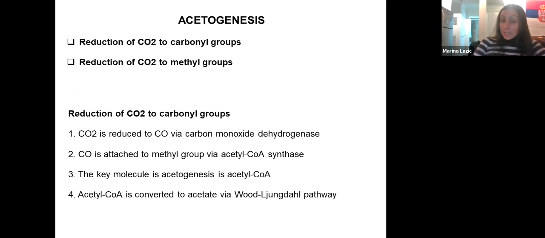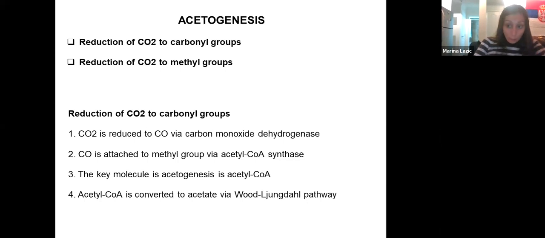Next one is acetogenesis. What does that mean? Creation of acetate. So acetogenesis can be broadly divided into reduction of carbon dioxide to carbonyl groups and to methyl groups. So let's go through the steps of reduction of carbon dioxide to carbonyl groups. Carbon dioxide gets reduced to carbon monoxide via the enzyme carbon monoxide dehydrogenase. Now, carbon monoxide is attached to a methyl group via acetyl coenzyme A synthase. So two enzymes, dehydrogenase and synthase.